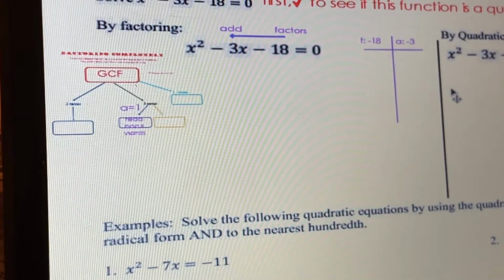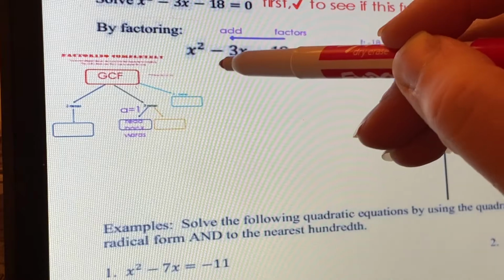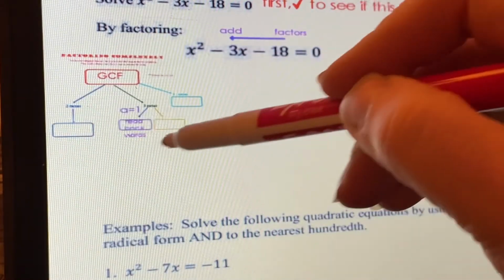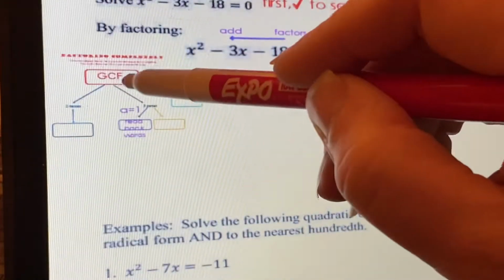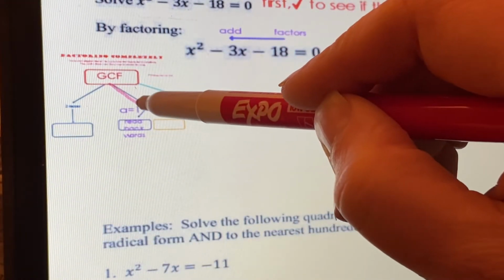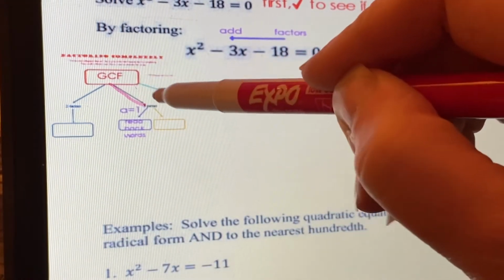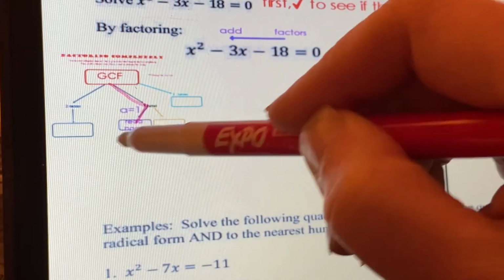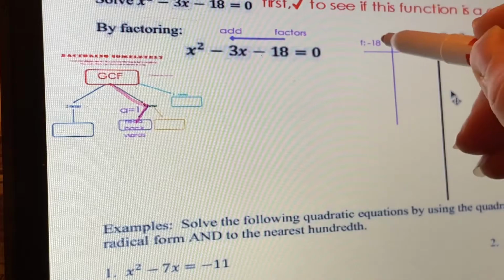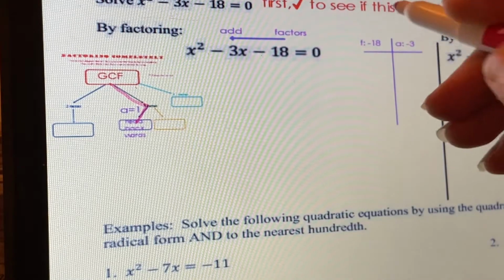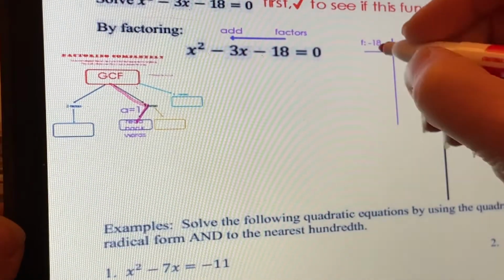So we're looking for factors of negative 18 that add to negative 3. Remember, this is from your factoring tree. There is no GCF. We take down this middle path because there's 3 terms. A is equal to 1, so therefore we read backwards. Factors of negative 18 that add to negative 3. So if you need a list, go ahead and write them down.